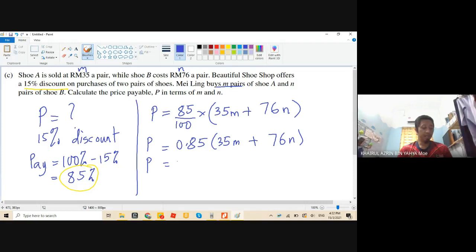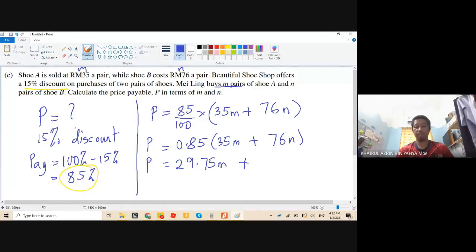Meaning 0.85 we multiply with 35. And this one we can write as 29.75M. And meaning one shoe of shoe A only 29 ringgit 75 cent that we need to pay for one shoe. But multiply by M pairs of shoe. Okay, for 76 ringgit.